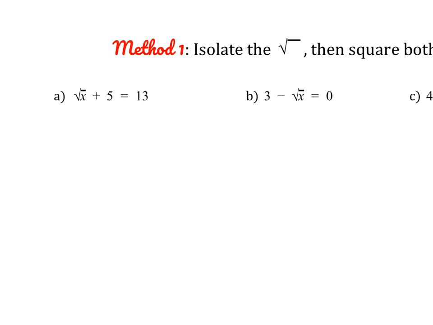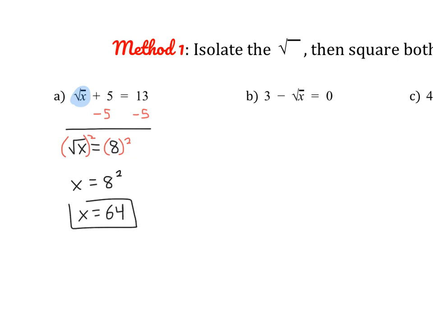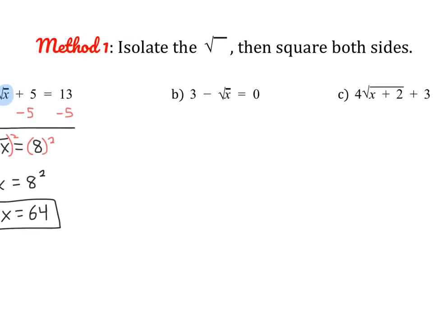Again, I want to isolate this, so I can do that by subtracting 5 from both sides using the inverse operation. So square root of x equals 8. Now that my square root is isolated, I can undo the square by squaring both sides. Remember, the inverse operation of square rooting is squaring. So x equals 8 squared, and that means that x equals 64. And that's it.